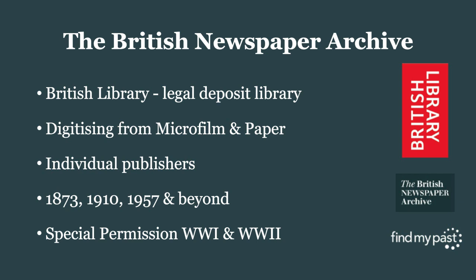Newspapers have extremely strict copyright restrictions, and this means that for many materials we can only publish up as far as 1873. Where we have identified the publisher and received their permission, we can publish up to 1910. Then, with further permissions from the individual publishers, we can publish up to 1957 and beyond.